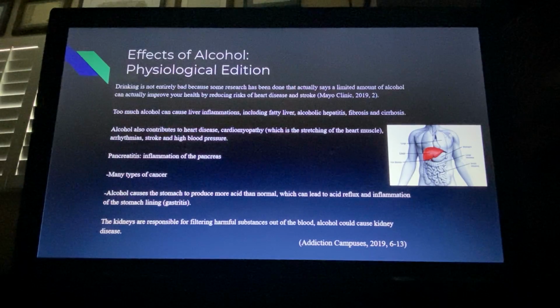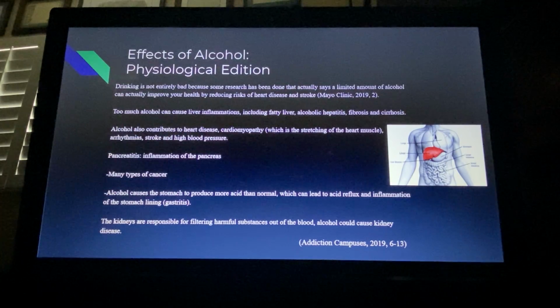So the effects of alcohol: it doesn't just affect your brain, it affects your whole body. Drinking has been proven to actually be good for your health, and it can reduce the risk of heart disease and stroke, but that is only for limited drinking. Most of the time, drinking can affect your body in negative ways. I don't think that drinking really is that great for you.